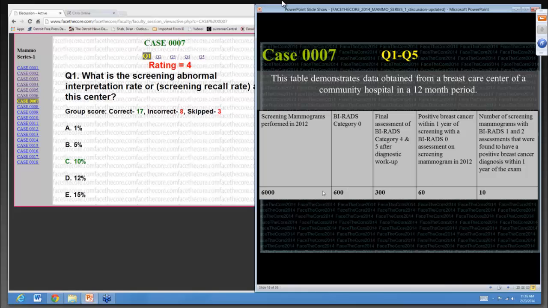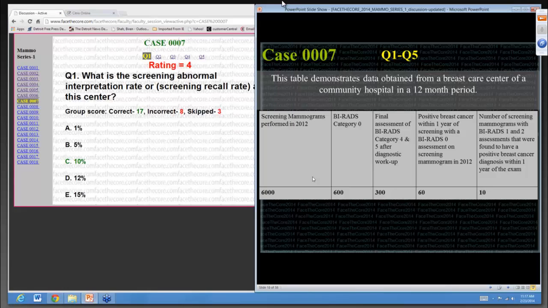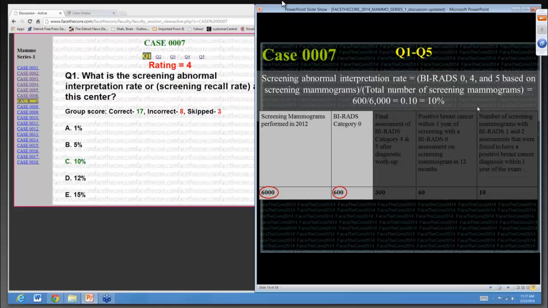So the chart provides the numbers of screening mammograms performed, how many were rated zeros, and so we're going to just go right to the question: what is the screen abnormal interpretation rate or screening recall rate at the center? A screening abnormal interpretation rate is that of the BI-RADS 0, 4, and 5 based on screening mammograms. So those are the category assessments that were given at time of the screening mammogram over the total number of screening mammograms. And so the correct calculation would be 600 over 6,000, which turns out to be 10%.